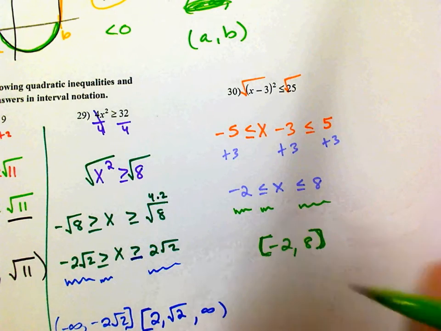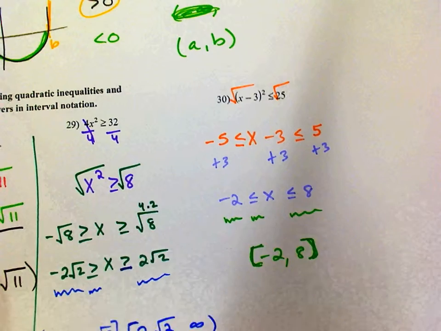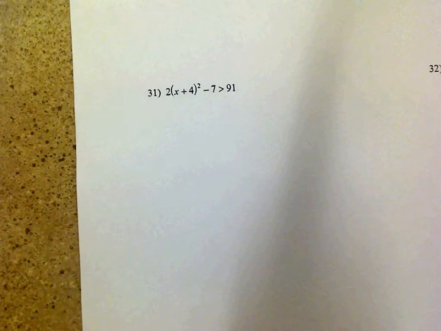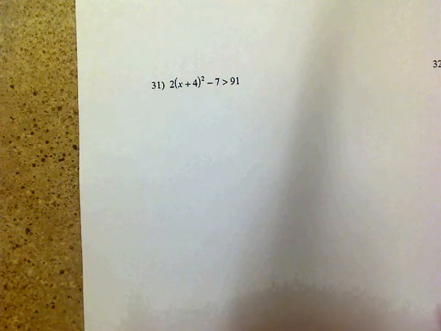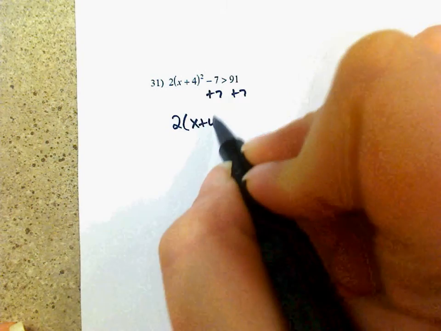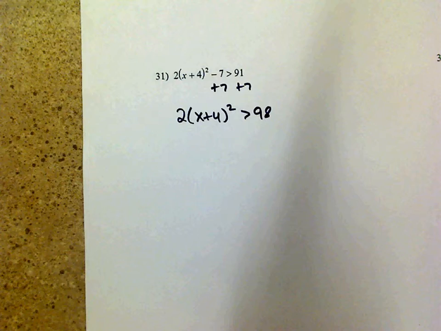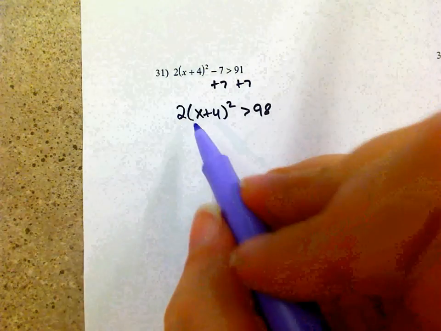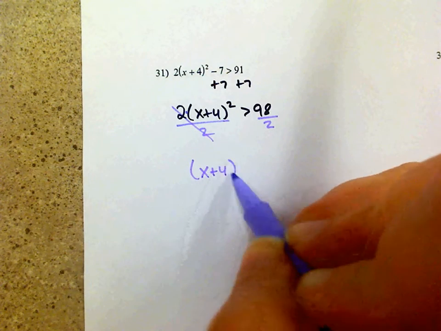Let's see, 31. Okay, I want to get x by itself, so the first thing I'm going to do is add 7. So I get 2 times x plus 4 quantity squared is greater than 98. I want to get rid of the 2 being multiplied out in the front, so I divide by 2, and I'm left with x plus 4 quantity squared is greater than 49. I want to get rid of the square, so I'm going to square root. When I do, I'm going to have the positive 7 here and the negative 7 there.